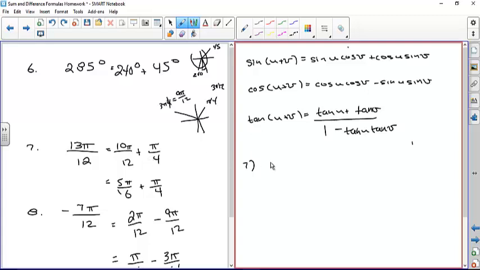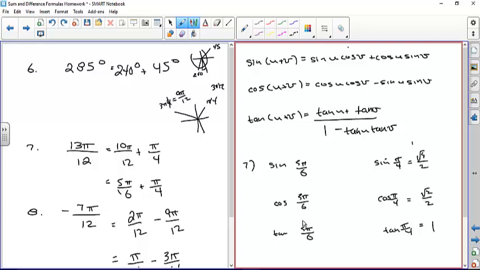So we need all the trig functions here. We need the sine of 5 pi over 6. We need the cosine of 5 pi over 6. We need the tangent of 5 pi over 6. We need the sine of pi over 4, cosine pi over 4, tangent pi over 4. Which we've done those before. Same as 45 degrees. So you get square root of 2 over 2, square root of 2 over 2, 1.